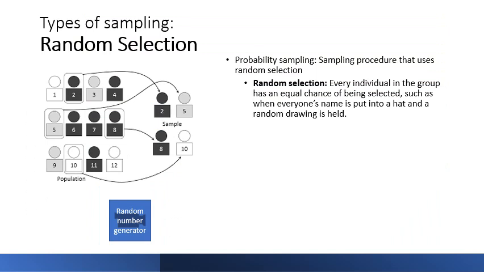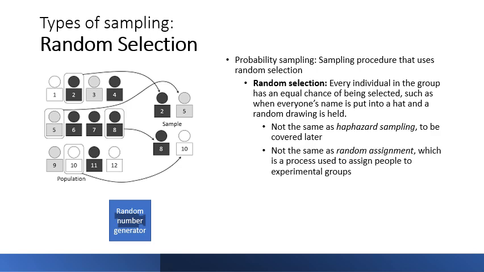So the type of sampling that is best for minimizing sampling error and clearly avoiding those non-sampling problems is probability sampling, or we often call it random selection. So every single individual in the group, just like every bean in the pot, has an equal chance of being selected, like when everyone's name is put into a hat and a random drawing is held. It's not the same as haphazard sampling. Sometimes we think of random as just being arbitrary, but no, that's not what we mean here. We'll talk about that later.